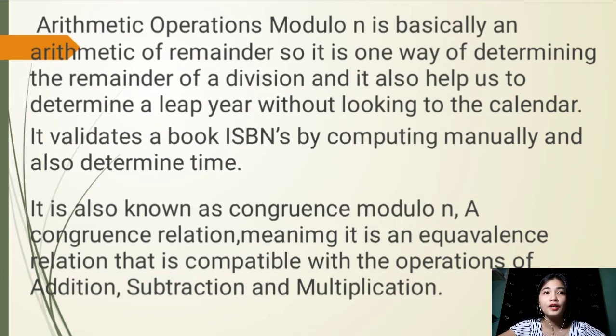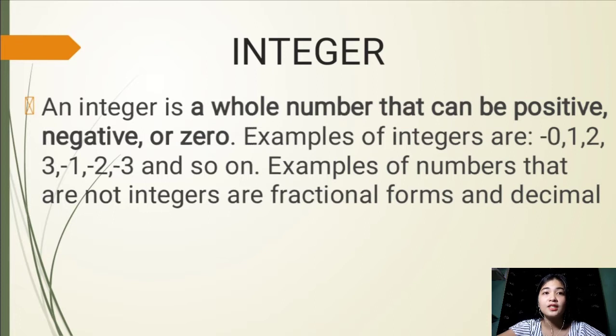Before we start solving the problems, let's first define integer, since we will be using this later. So what is an integer? An integer is a whole number that can be positive, negative, or zero. Examples of integers are 0, 1, 2, 3, -1, -2, -3, and so on. Examples of numbers that are not integers are fractional forms and decimals.